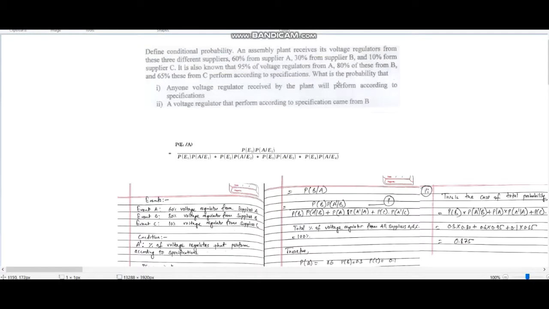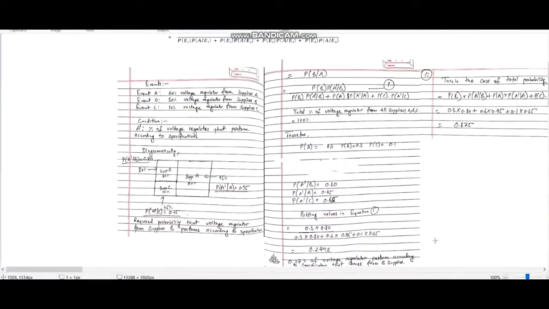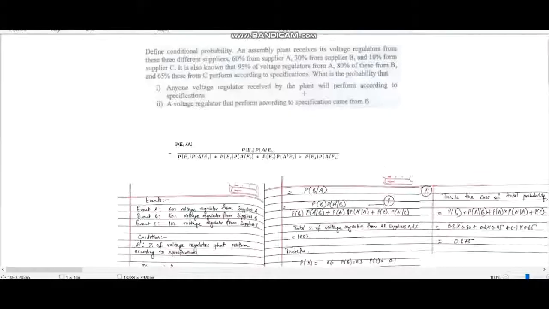So for the number one part, where we have to find the probability that any voltage regulator received by the plant will perform according to its specifications, this is the classic case of the total probability. So we'll take this denominator and put the values here, and we'll get the answer. So this is the solution for this question 1.